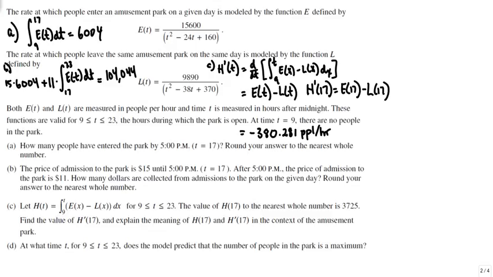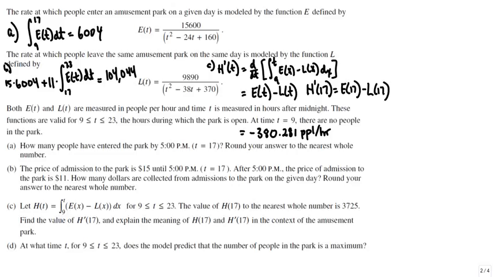Okay, in this video I'll continue where I left off in the first video for problem 3. We're in part C, and we found that h prime of 17 is equal to negative 380.281 people per hour. And we're asked to explain the meaning of h of 17 and h prime of 17 in the context of the amusement park.